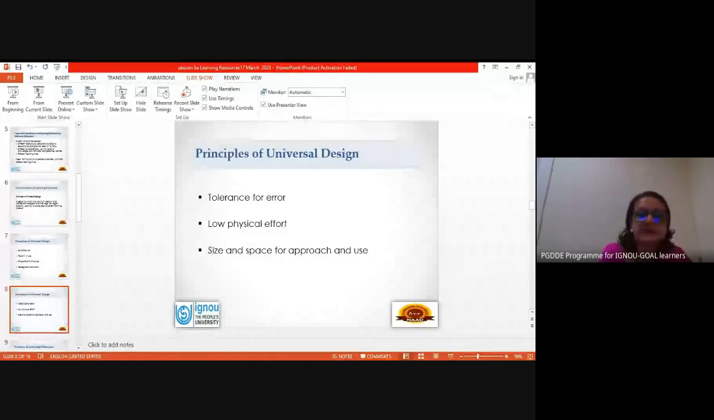In terms of size and approach of use is also necessary, because we don't want something which is so huge that it becomes bulky, it takes up a lot of space, and it is just a burden to use. Rather than being simple, it becomes a nuisance. Therefore, this principle of universal design, which is used in education also, implies that you must keep in mind that the design caters for size and space.